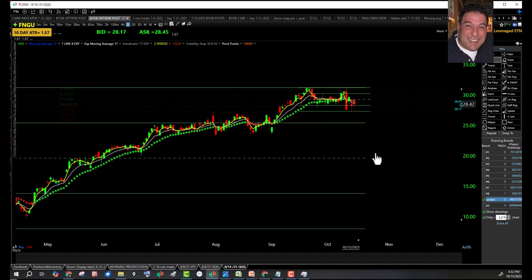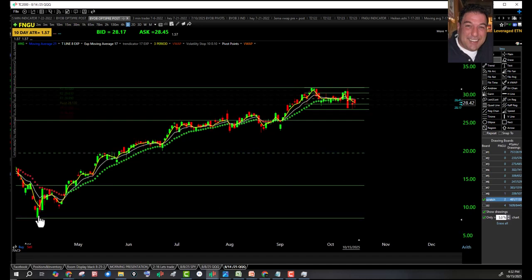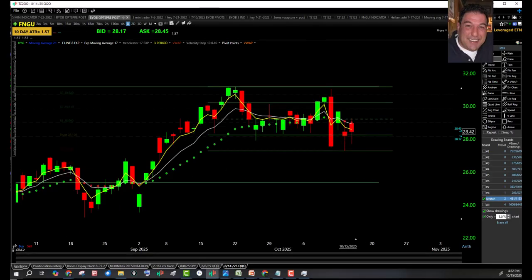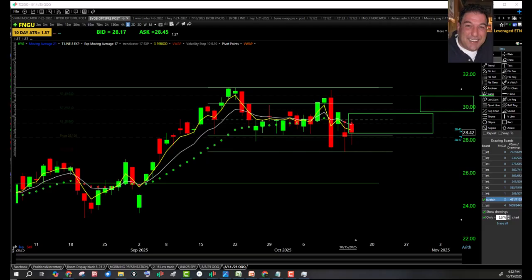All right, here's FNGU. From the perspective of the low up to the high, we are bullish up here. From the perspective of the high down to the low, we're still under the midpoint, and yet we're closing the second time in the bearish third. So I usually box this stuff off.